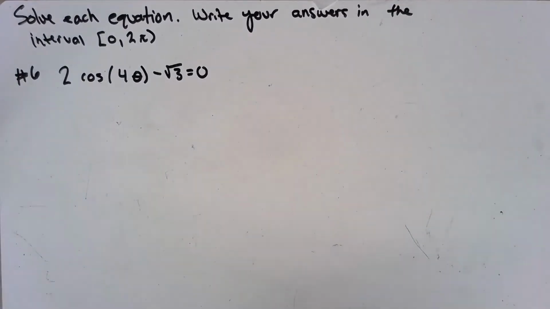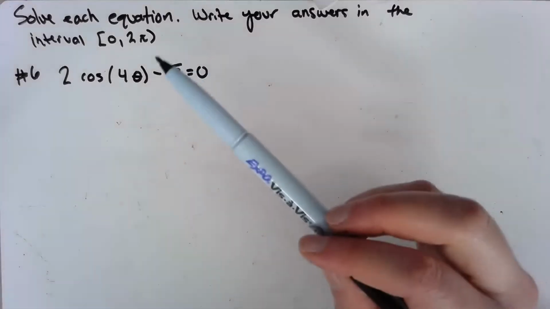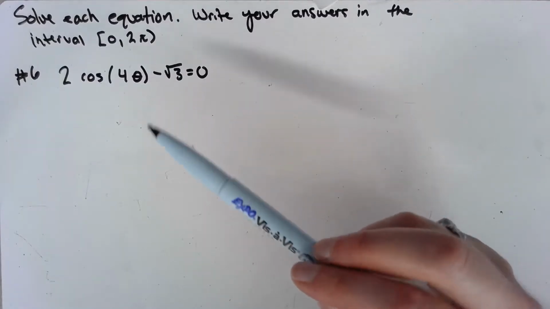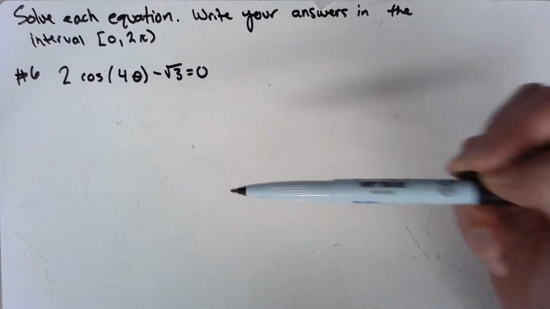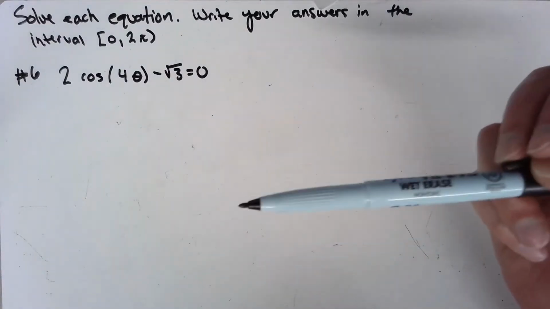Okay, so here is solving the equation if it's in an interval. So we're going to do 0 to 2 pi. If it gives it to you 0 to 2 pi, your answer should be in radians. If it gave it to us 0 to 360, we could do this in degrees. So this one we're going to do radians.